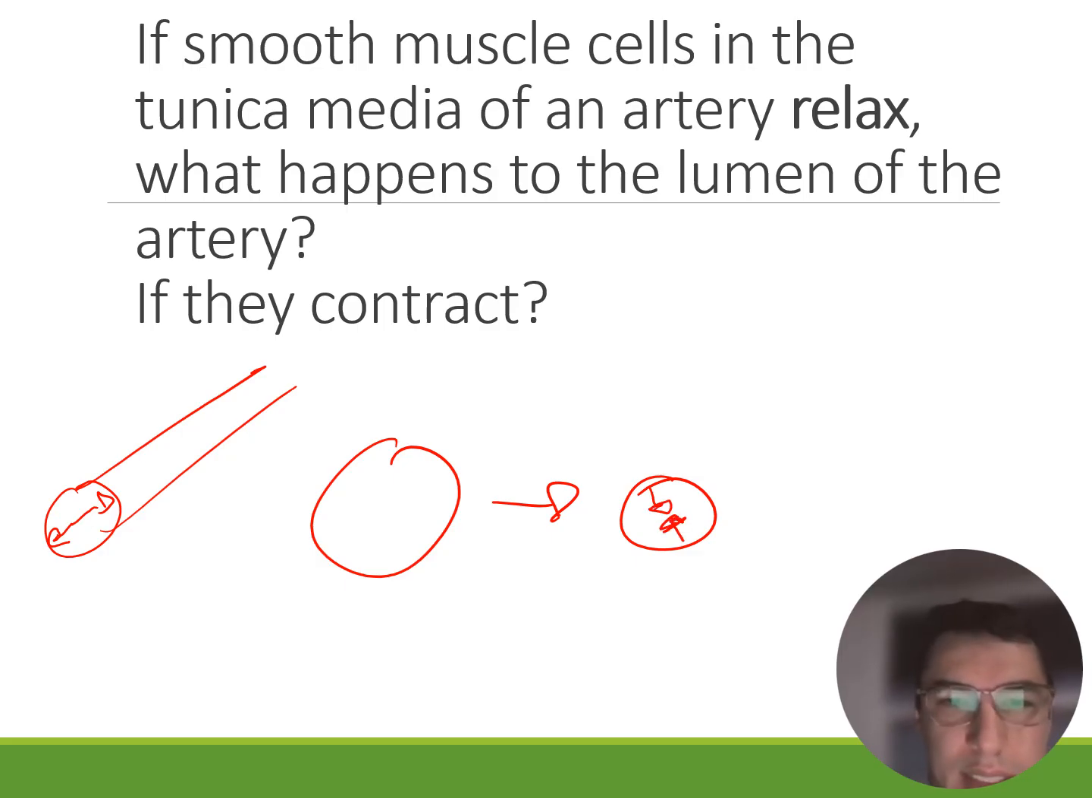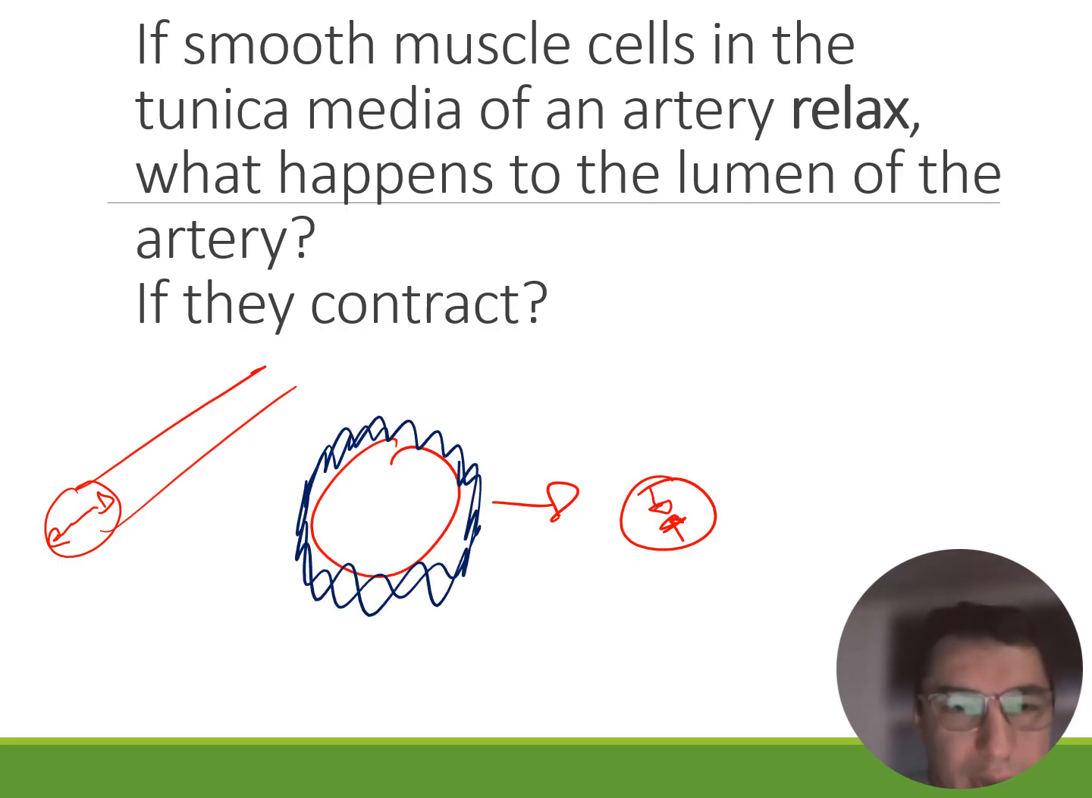All right, and this constriction of the vessel happens because that tunica media, which has smooth muscle, is starting to contract, and when it starts to contract, it reduces the lumen of the vessel itself. This is happening through sympathetic activation.